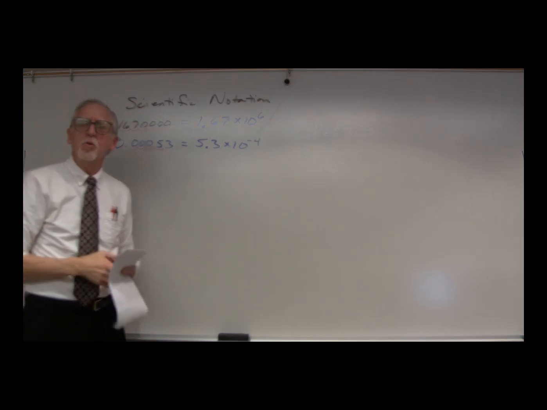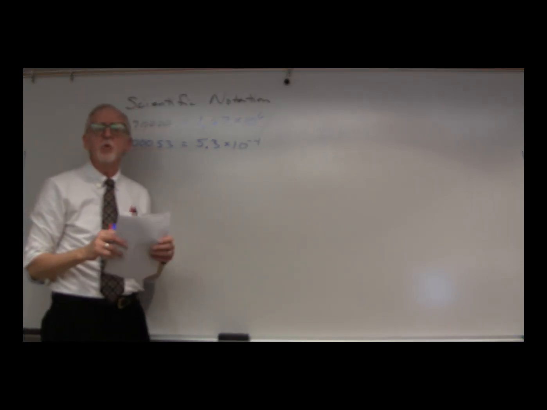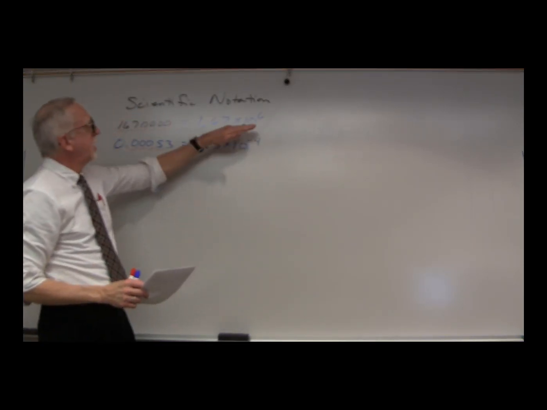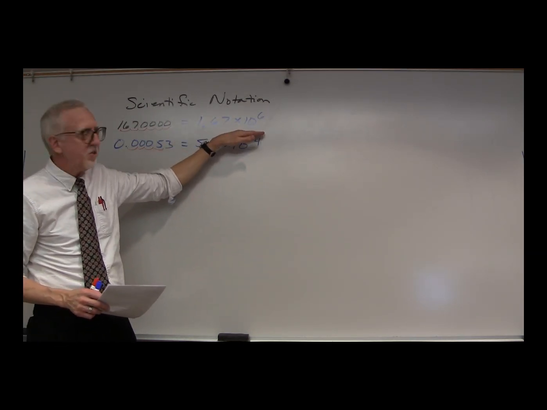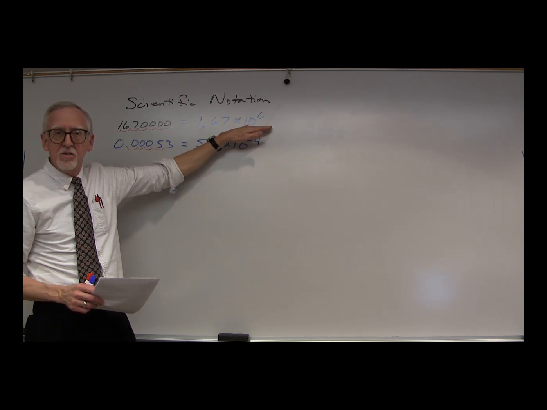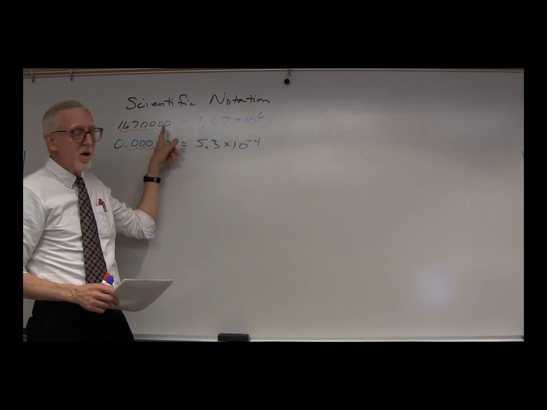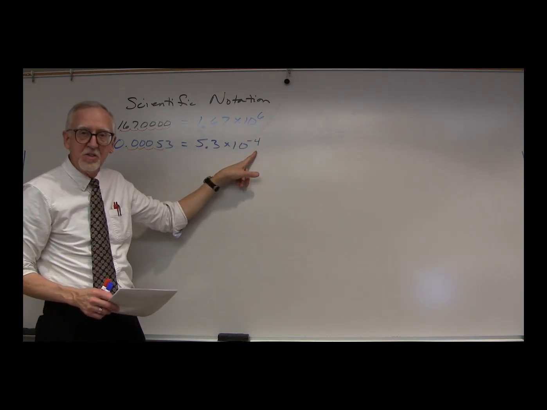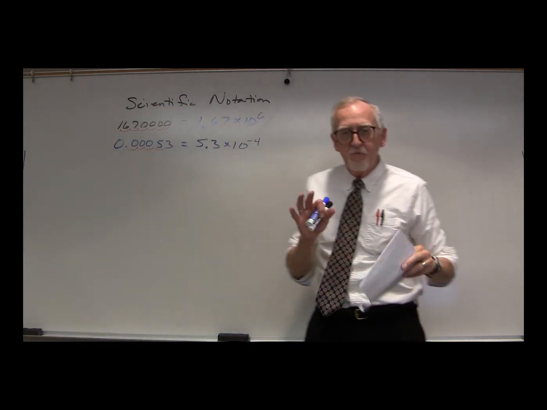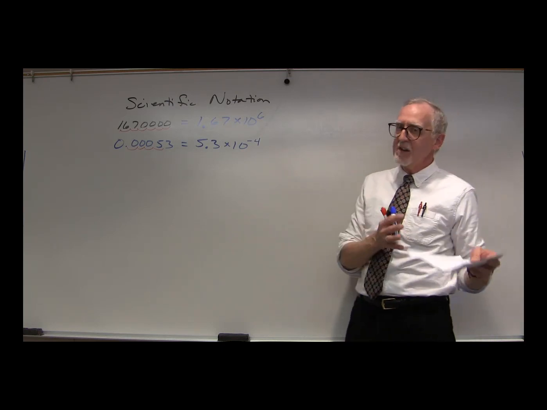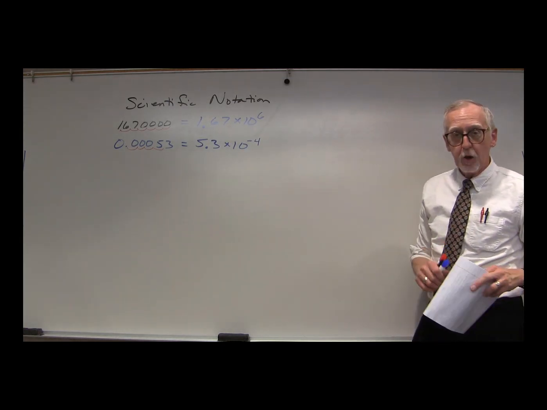A very general rule of thumb that I want you to keep in mind, because we're going to be seeing this over and over again: when something is written in scientific notation, numbers with positive powers of 10 are big numbers. Numbers with negative powers of 10 are small numbers. Just keep that in mind. Positive powers of 10, big numbers. Negative powers of 10, small numbers. Okay? Great.